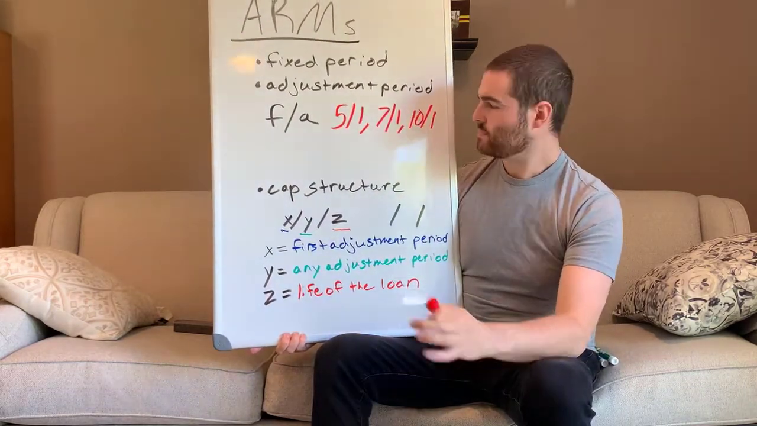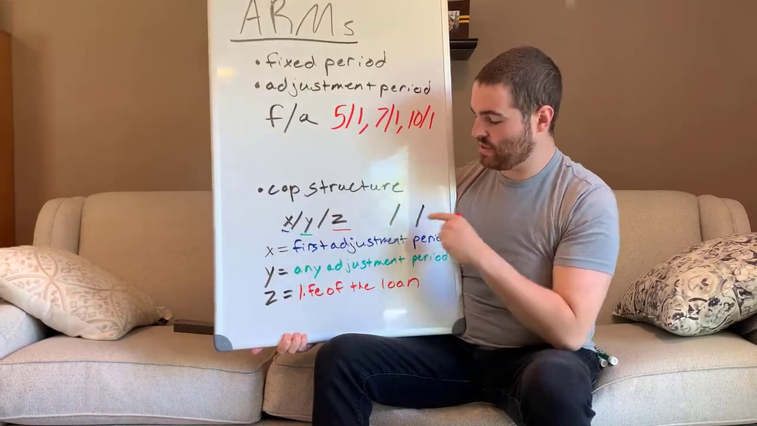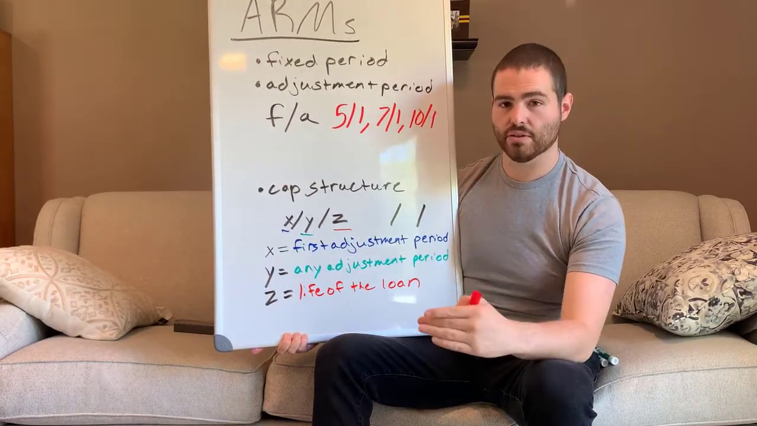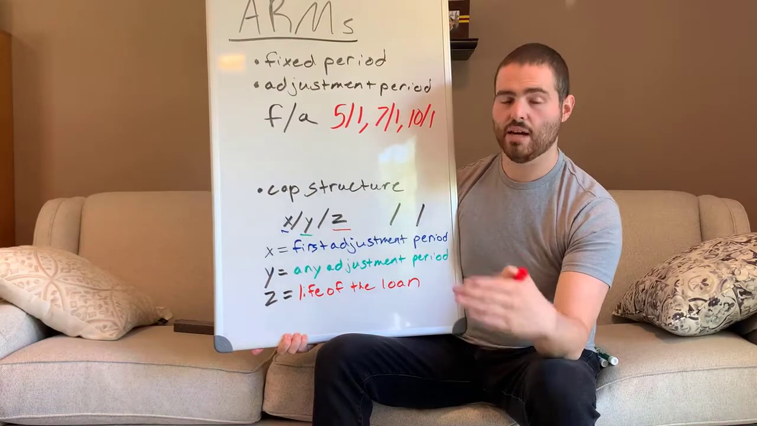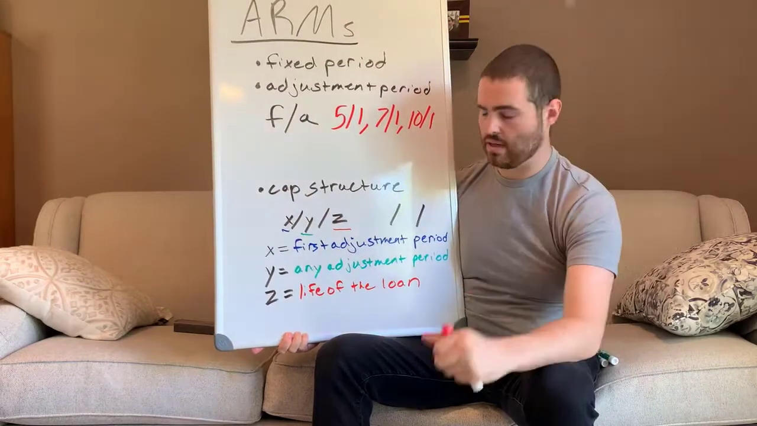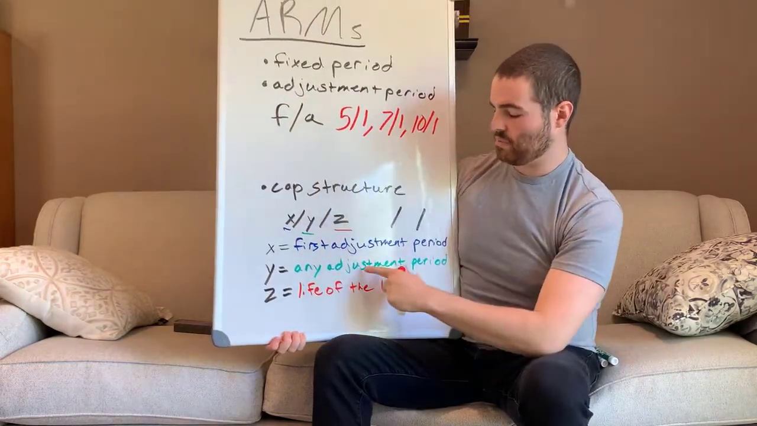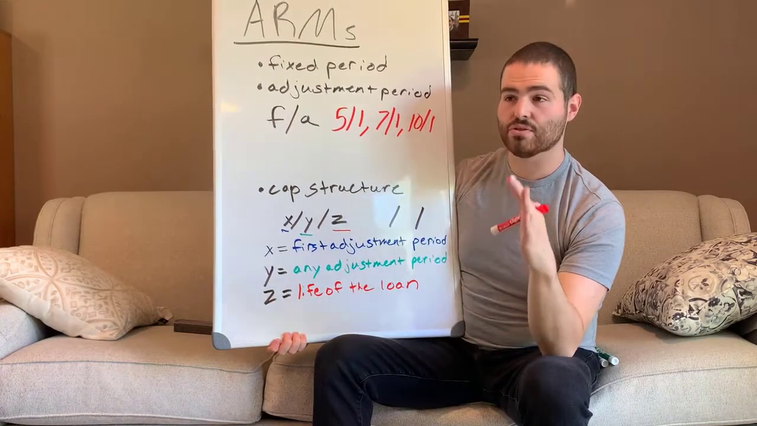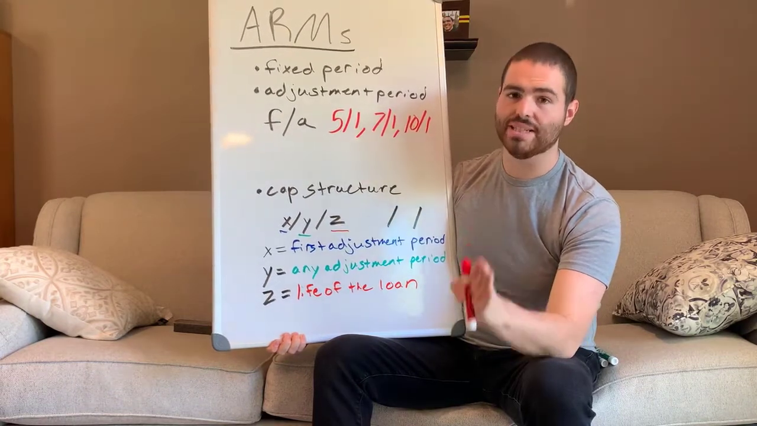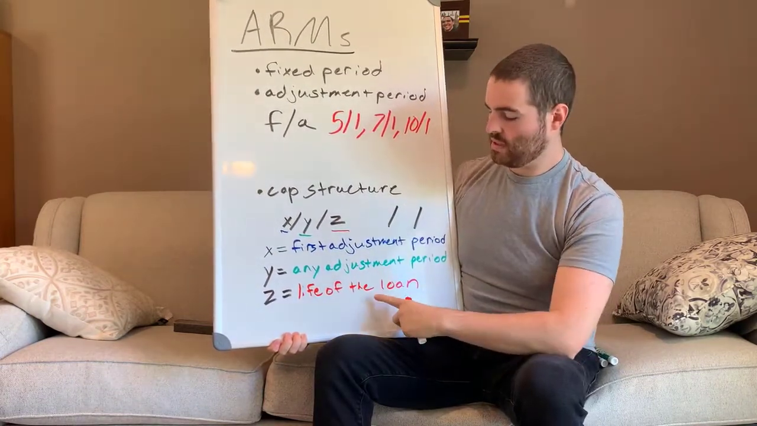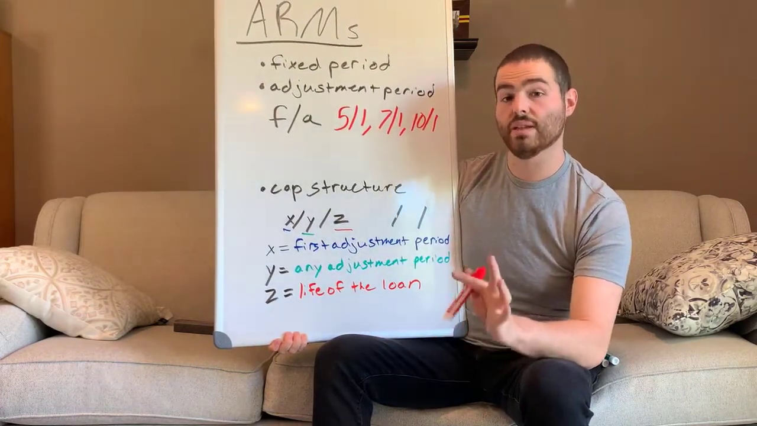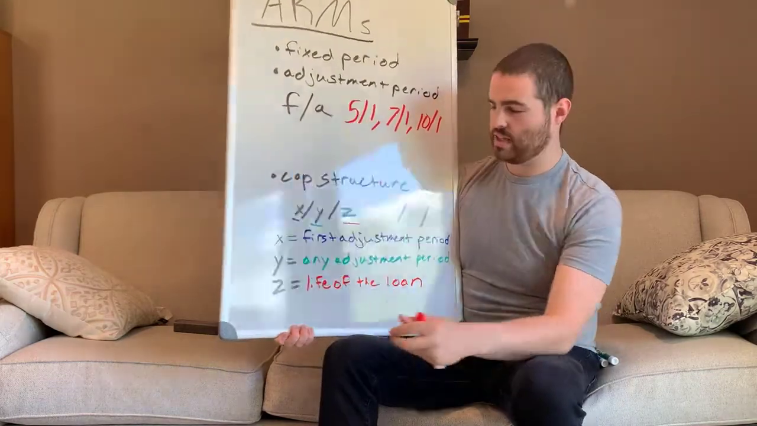So that would mean after this X number, after that first adjustment period is up, say we're on a 5/1 ARM, we've gotten to the end of 5 years, the interest rate increased. Now we're getting to the end of year 6. How much can the interest rate increase now? And that's going to be true in year 7, 8, 9, and all the way through the end of the loan. So that would be how much the interest rate can increase over every single individual adjustment period. The last one, Z, in red here, is how much the interest rate can increase over the life of the loan.